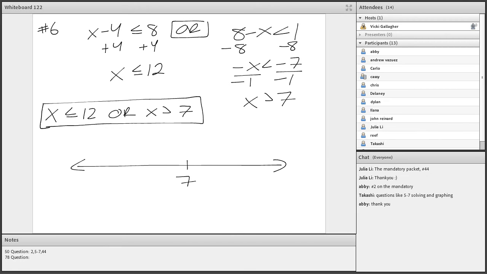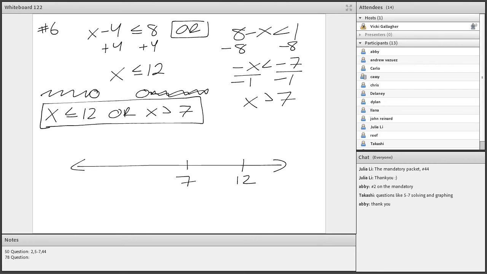So here's 7 and 12. What normally happens on an OR problem, what you want to happen, is you're going to get 2 circles, and the shading is going to go away from each other. So you've got your 2 circles, you've got a nice big gap in the middle where there's no shading, and the shading goes away. That's what normally happens on an OR problem.